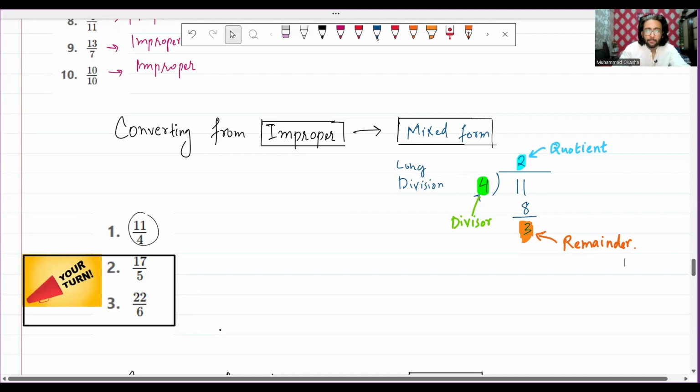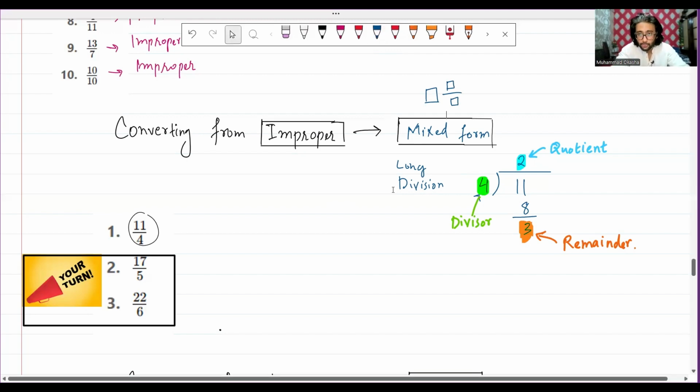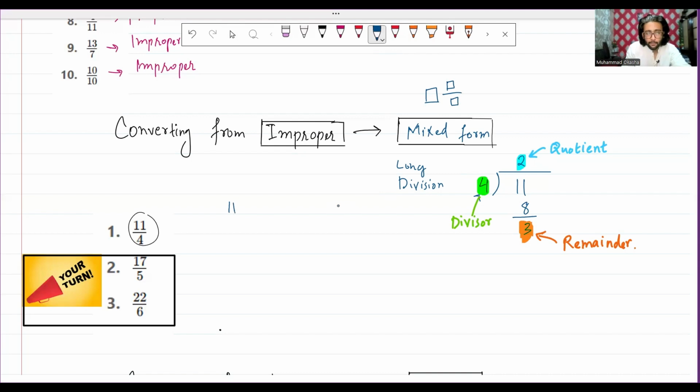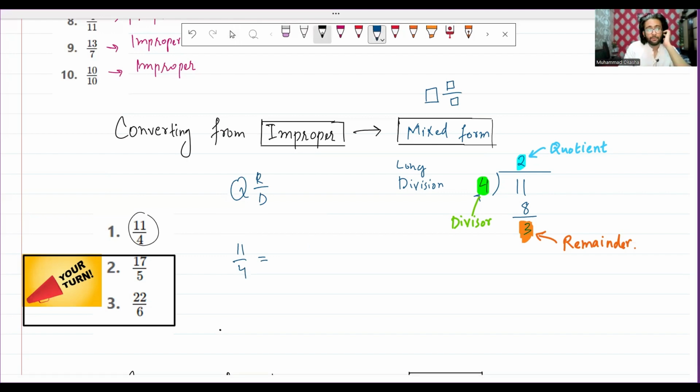What does mixed form look like? In the mixed form, we have a number written in a big font, and you have a fraction next to it. This is called the mixed form. Now, how would you use long division to convert this into a mixed form? Initially I had 11 divided by 4. This is what a mixed form looks like: Q R divided by D. Q R by D, this is what you've got to know. Again, there's no choice for you but to memorize this.